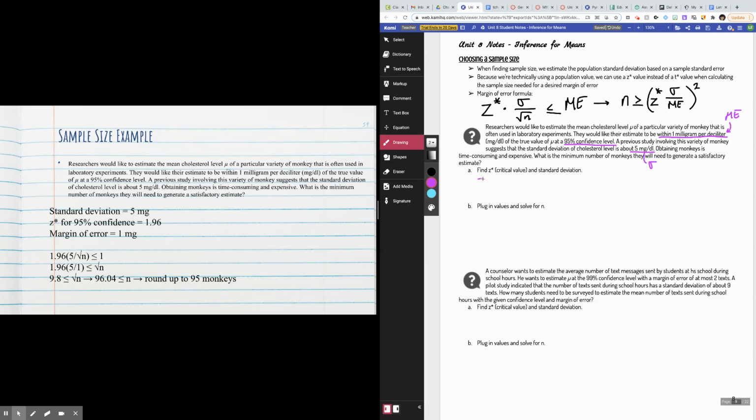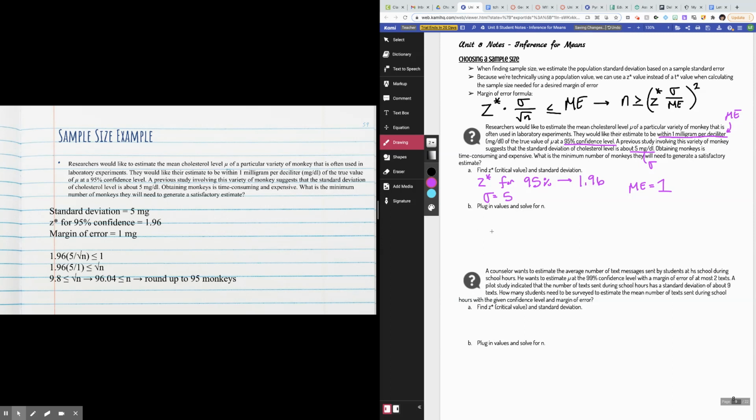So Z star for 95% confidence is always 1.96, which is one of those numbers that you will probably just end up having memorized at this point. My standard deviation is 5, and my margin of error is 1.